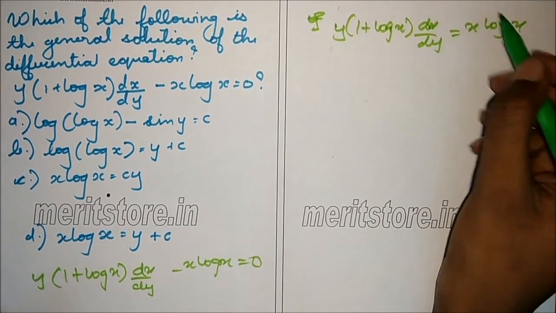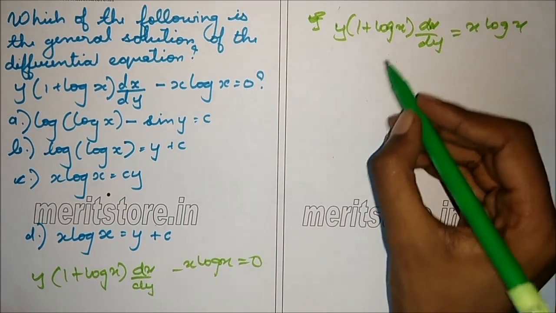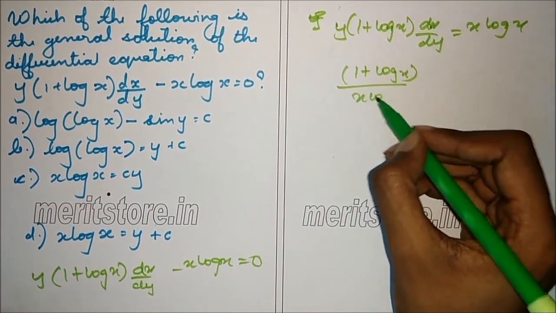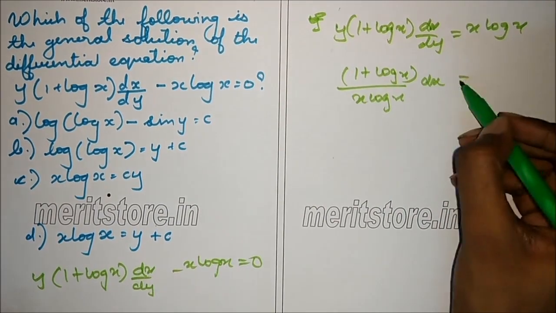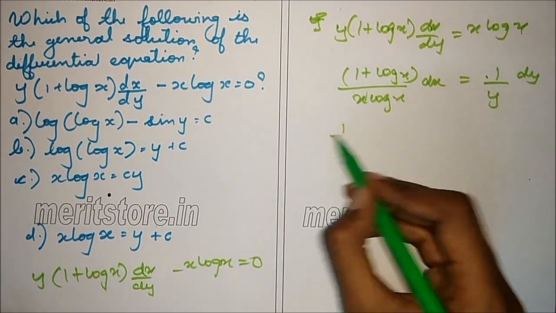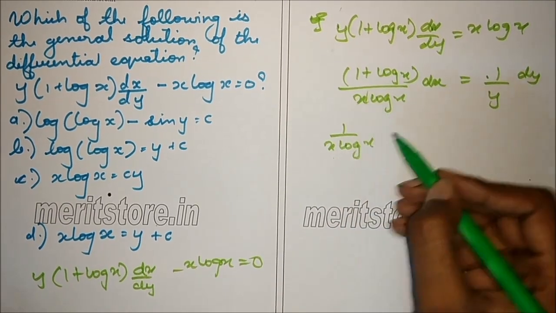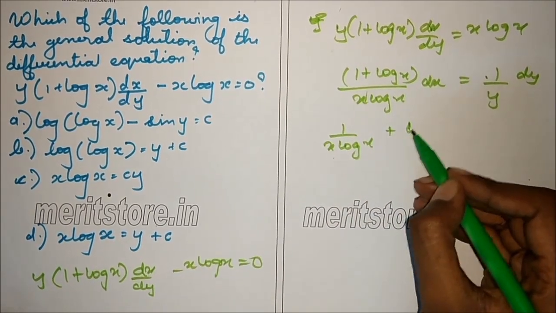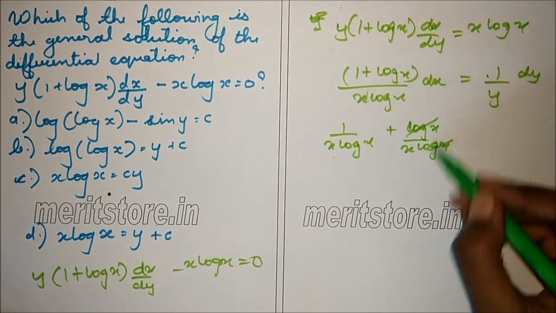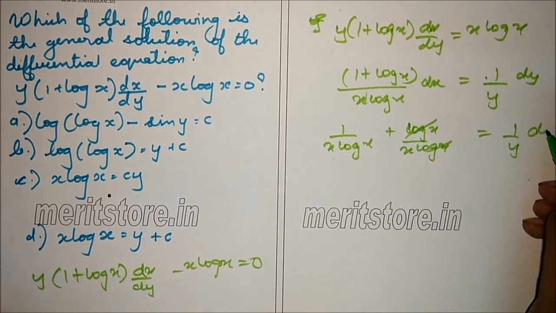So now we shift x terms to one side and y terms to the other side. So this will be 1 plus log x upon x log x dx, which is equal to 1 by y dy. This can be split into 1 by x log x plus log x upon x log x. So log x gets cancelled, we are left with 1 by x. So this will be equal to 1 by y dy.